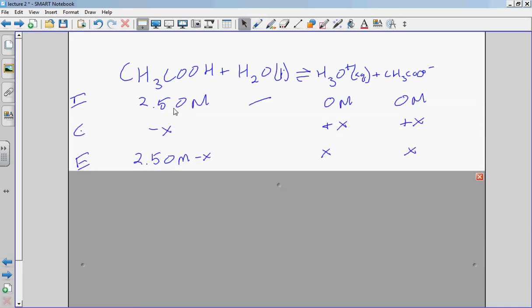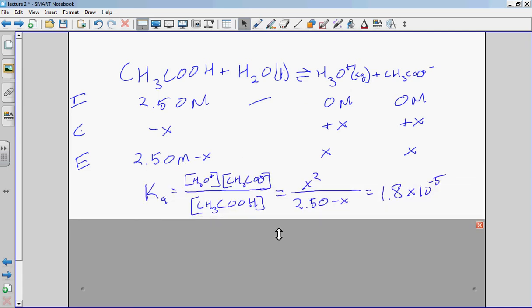We start with 2.5 molar of our acetic acid. We don't have any of the conjugate base or the hydronium ion. It comes to equilibrium in the process. Some of this acetic acid will react, and it's going to make X moles per liter of H3O+, and X moles per liter of our conjugate base. Then at equilibrium, we have these values.